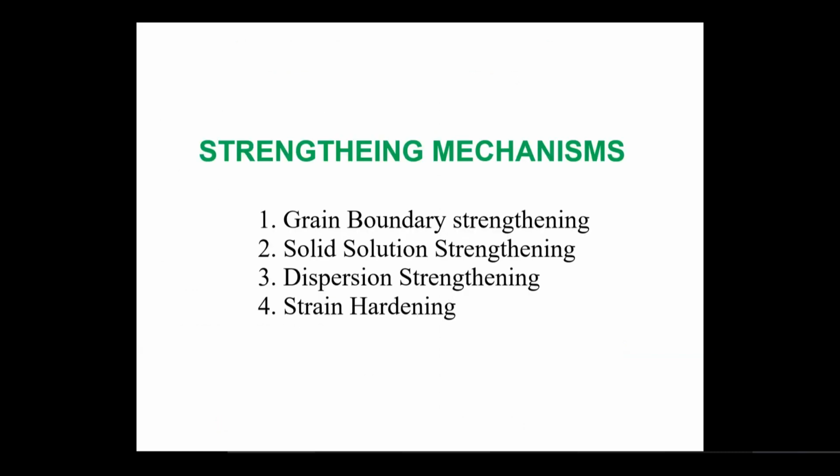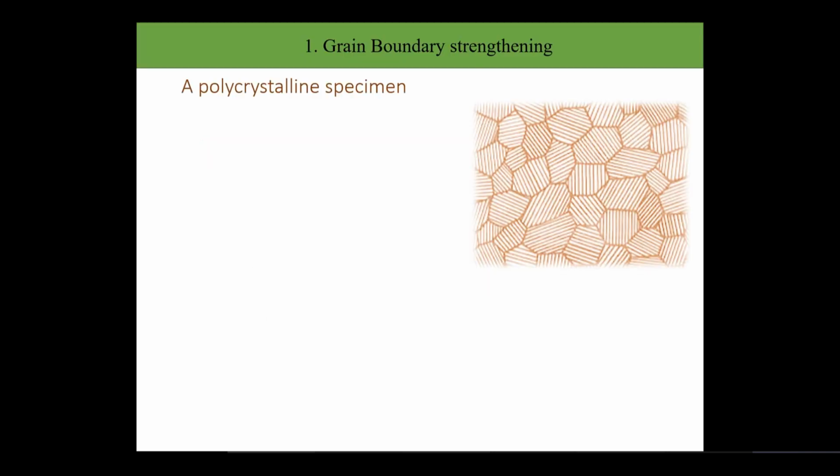Now we'll move towards the strengthening mechanisms, and would like to see how the strengthening mechanisms work in materials. There are essentially four strengthening mechanisms that we are interested in: the grain boundary strengthening mechanism, solid solution strengthening, dispersion strengthening, and strain hardening. So let's first look into the grain boundary strengthening mechanism.